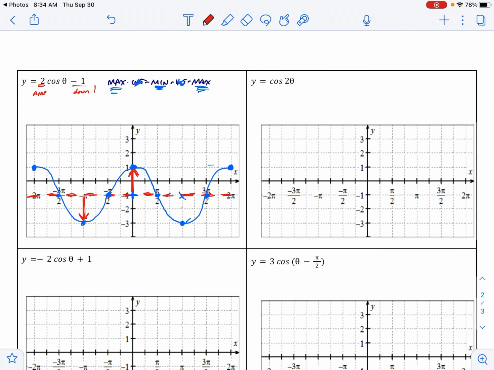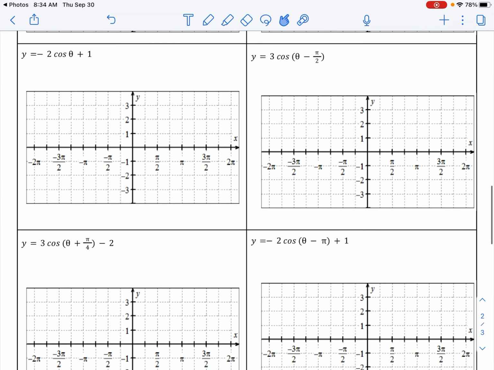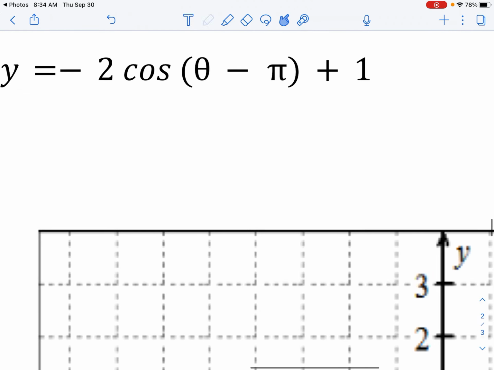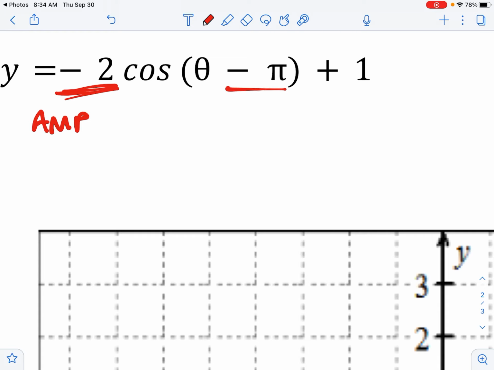Let's skip ahead here to a tougher one that has a bunch of shifts in it. How about this one right here? So what do we have here? Well, we have an amplitude of -2. That's good. It's going to flip my points. I have a horizontal shift of right pi, and I have a vertical shift of down 1, or excuse me, up 1.